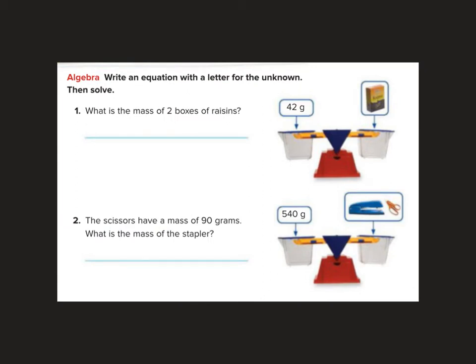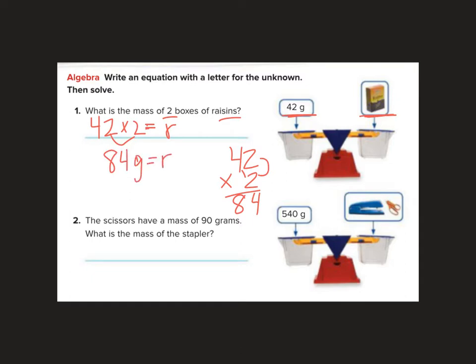Write an equation with a letter for the unknown, then solve. What is the mass of 2 boxes of raisins if 1 box is 42 grams? Well, I'm going to take 42 times 2 equals, I'm going to do R for raisins. Okay, 42 times 2. Let's go through that again. 2 times 2 is 4. 2 times 4 is 8. So the mass is 84 grams for the 2 boxes of raisins.